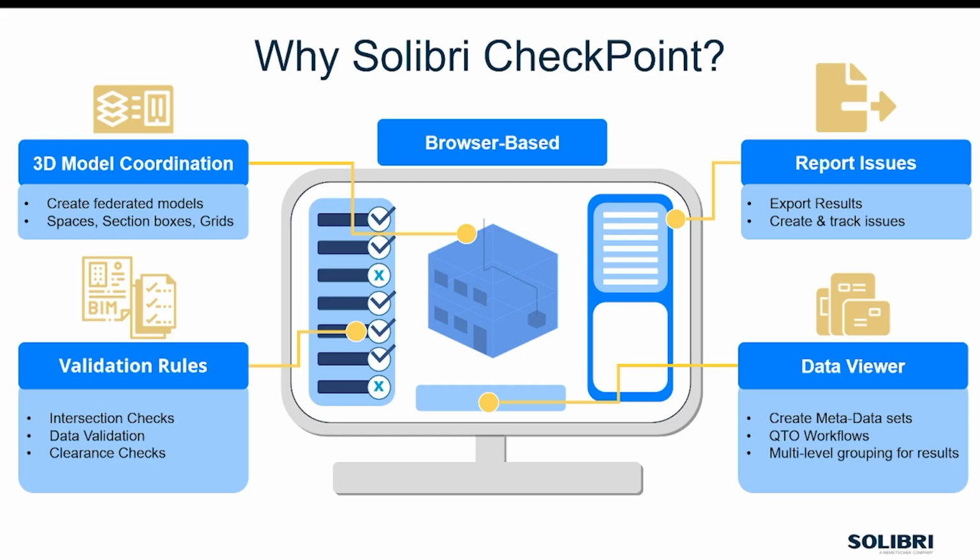Solibri CheckPoint is a browser-based solution, allowing us to have 3D model coordination actions in the browser. So we can create different federated models. We can have some 3D actions that we can use, like showing spaces, creating section boxes, showing grids, and so on. As for the validation aspect, there are 3 main rules that we have on Solibri CheckPoint. The first one is for intersections. We have another one for data validation, and the third one is for clearances. And that's for the graphical part.